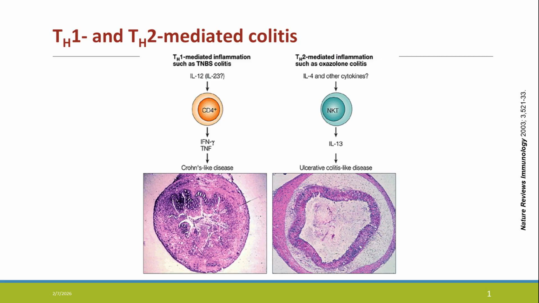By contrast, oxazolone induces a Th2 cell response that is mediated by natural killer T cells that produce interleukin-13. The result is a superficial inflammation that resembles ulcerative colitis. This demonstrates that specific immune pathways cause tissue injury. Blocking these cytokines becomes a therapeutic target.